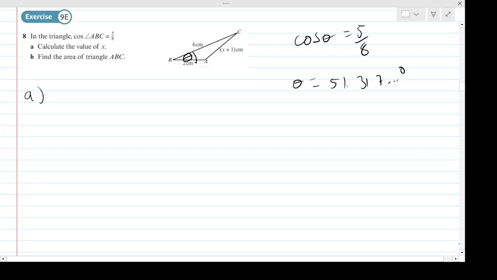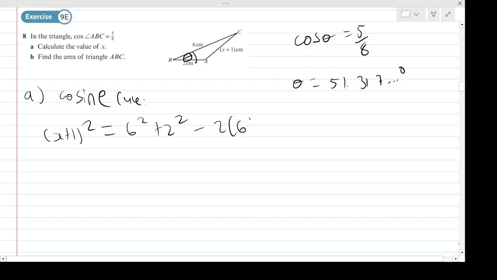But anyway, part A says calculate the value of x. So x is a side here. Again we've got three sides and something about the angle, so it's going to be the cosine rule, right? This angle theta is facing this side, x plus 1. So we can say x plus 1 all squared is going to equal 6 squared add 2 squared, take away 2 lots of 6 times 2 times cosine of theta, or angle ABC.